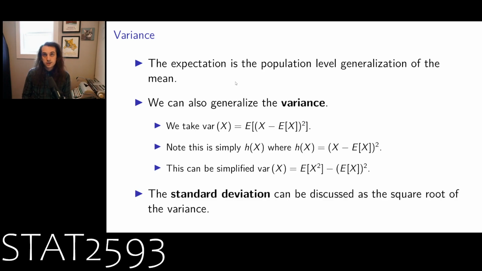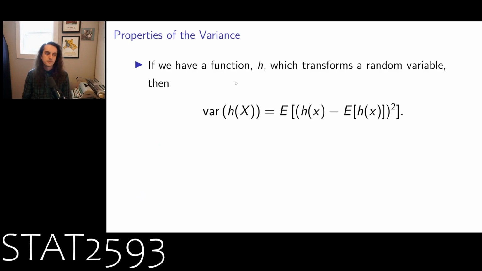The standard deviation is going to be exactly the same as we saw with the sample, where we just take the square root of our variance. Now, if we have h of x and we want to know the variance of h of x, then again, we're going to have to plug it into the definition once more, right? So the variance of h of x is going to be the expected value of h of x minus the expected value of h of x all squared, right?